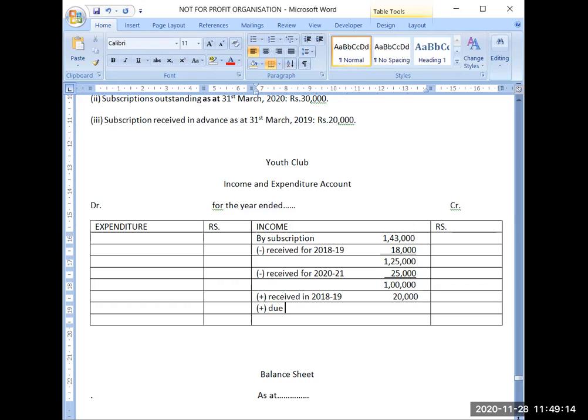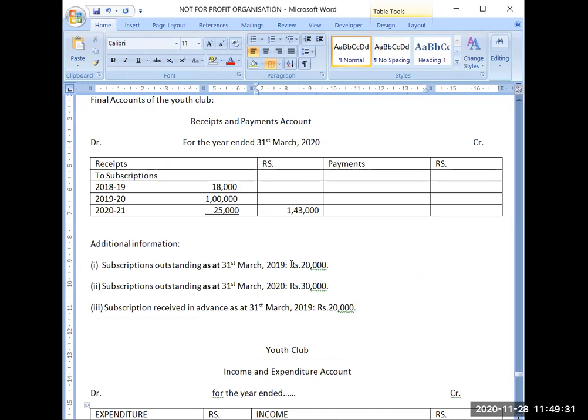Due for, my word is here, you have to focus on the words. Now I am calculating the current year outstanding. Due for 2019-20. Now what is the amount due for 2019-20 on the basis of this information? Can you tell me? It is saying outstanding as at 31st March 30,000. Is it the current year outstanding? Is the total amount 30,000 the current year outstanding amount?